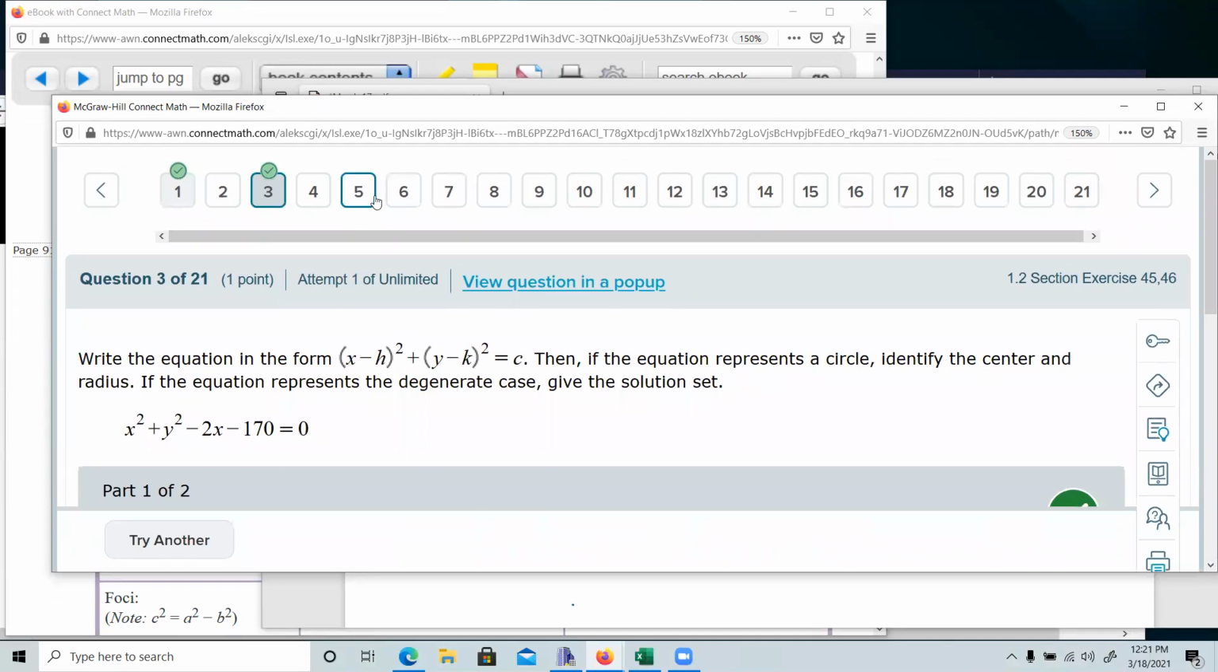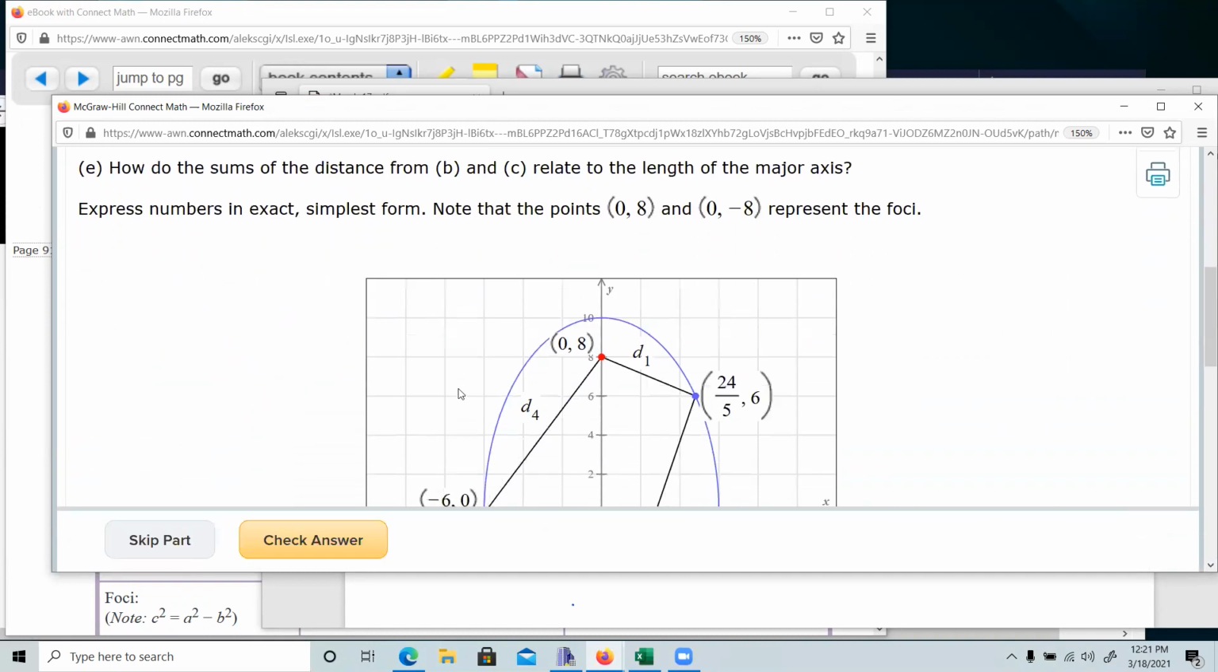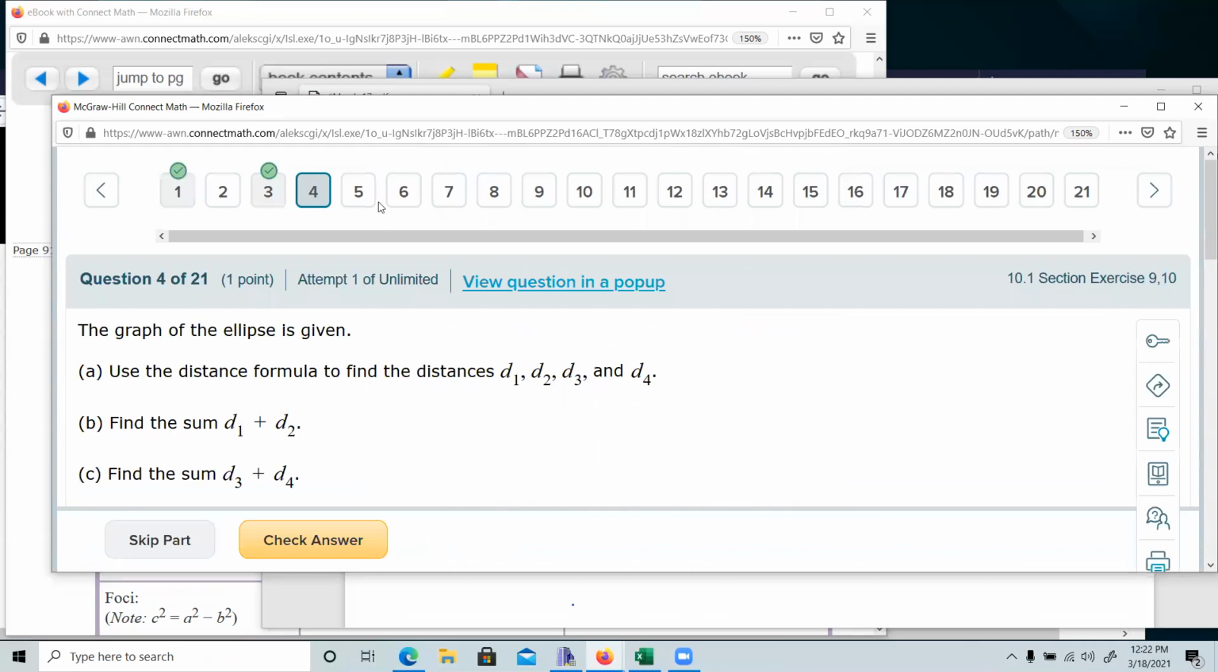Those are circles. Okay, now we're going to get into ellipses. So I'm going to let you guys pull number 4 on your own. If you guys want to see it, I'll do it, but let me know.